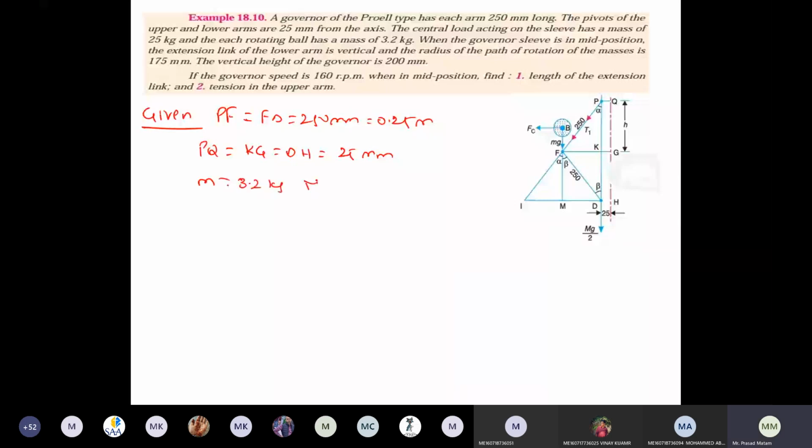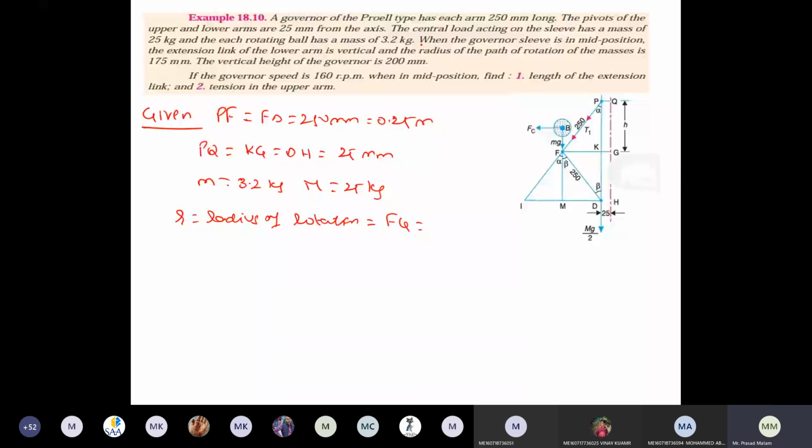And mass of the central load, capital M, 25 kg. Okay, and radius of rotation R, how much have they given? Radius of rotation is equal to FG. You can see here, when the governor sleeve is in mid position, 175 mm. This is the mid position of the governor. That gives the radius of rotation. That length is 175 mm.